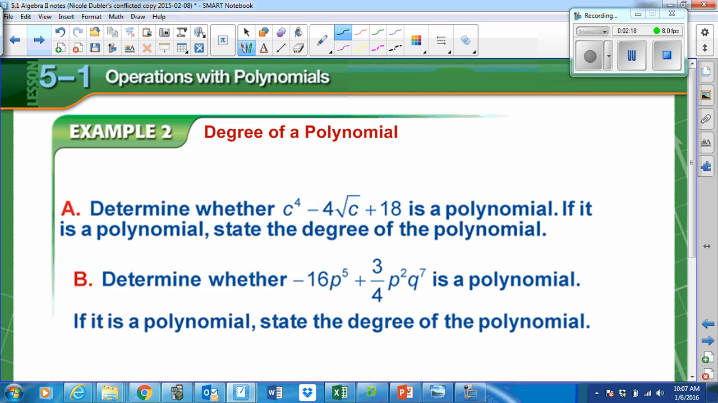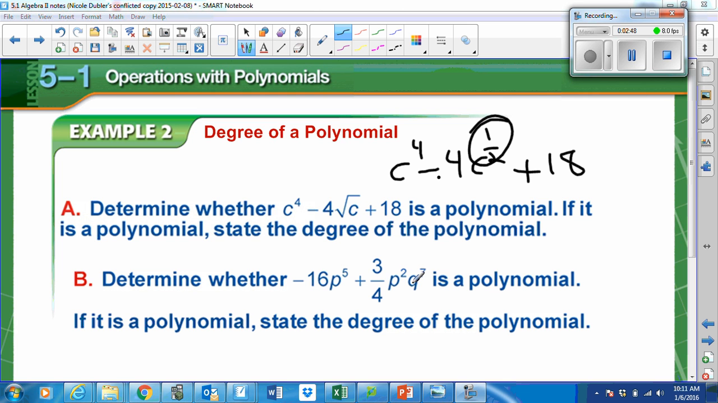Determine whether c to the fourth minus 4 times the square root of c plus 18 is a polynomial, and if it is a polynomial, state the degree. Well, for it to be a polynomial, we can't have negative exponents and we can't have fractional exponents. Technically, if I rewrite 4 times the square root of c, that's c to the 1/2, plus 18. So this is not a polynomial because we have a fractional exponent.